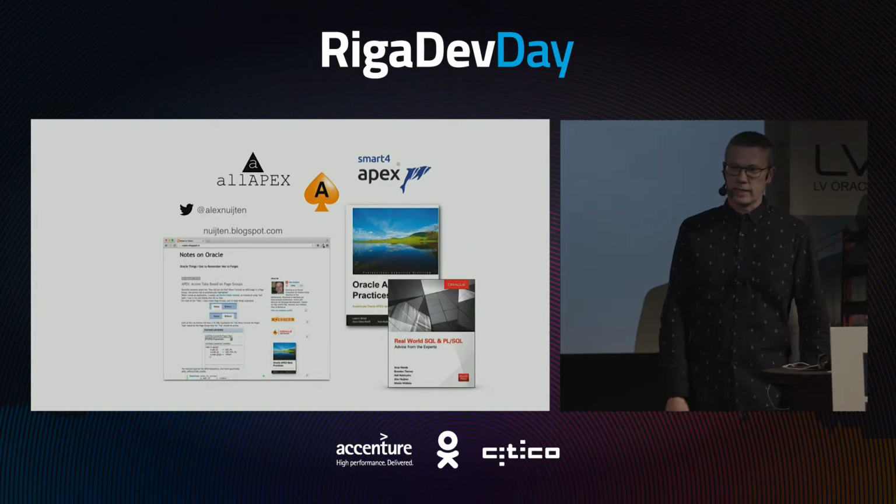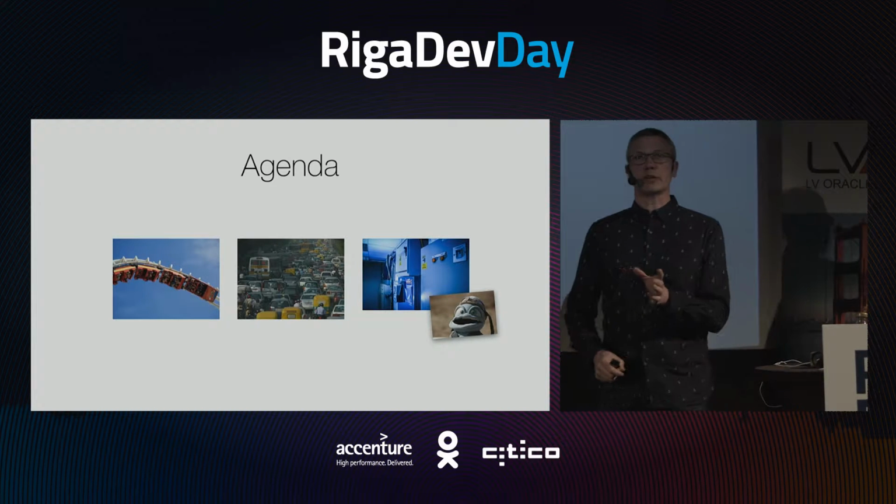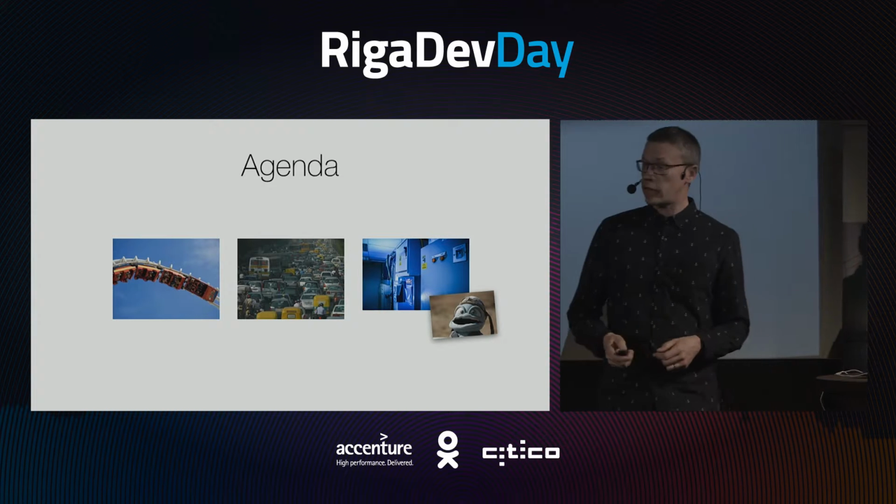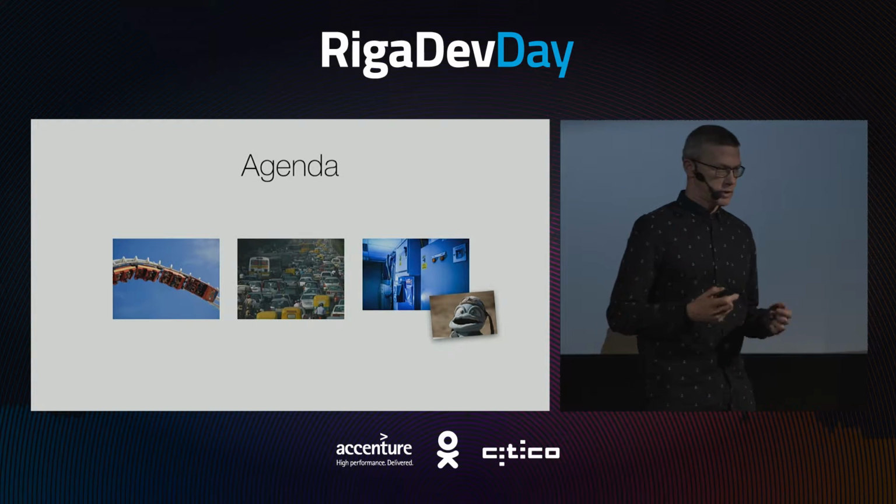So, the model clause. This is what we're going to be talking about today. Theme park, traffic jams, and generating some stuff and some weird stuff as well.